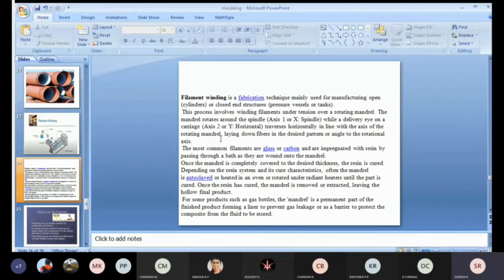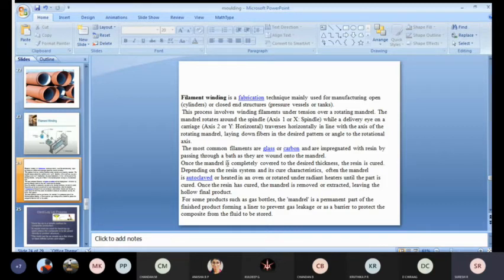As I've told you, the mandrel is rotating continuously. We have to adjust it so that the fibers will be placed over all the edges. The most common filaments are glass or carbon, and they are impregnated with resin by passing through the resin bath as they are wound onto the mandrel. So the common types of filaments we use in this case are glass filament or carbon filament, which is dipped in the resin bath before it is wound onto the mandrel.